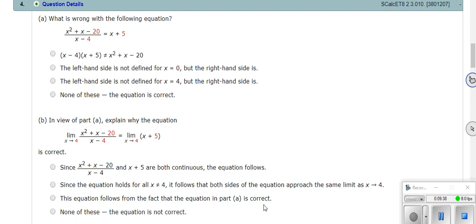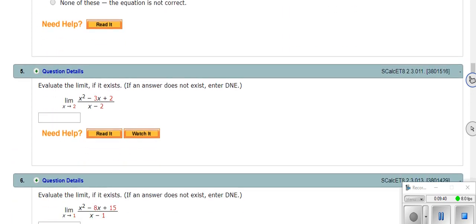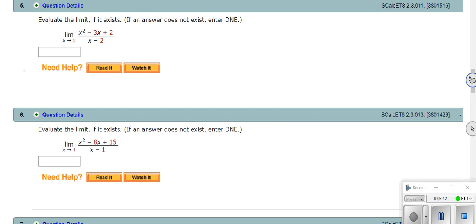The next set. Evaluate the limit if it exists. If an answer does not exist, enter DNE. This is where, what's going to happen on number 5 if I just plug this 2 into here? I'm going to get a big fat 0 on the bottom, right? So that doesn't work. I can't just plug it in like I did on, what question was that, 2 or 3? I can't just plug it in like I did on those.